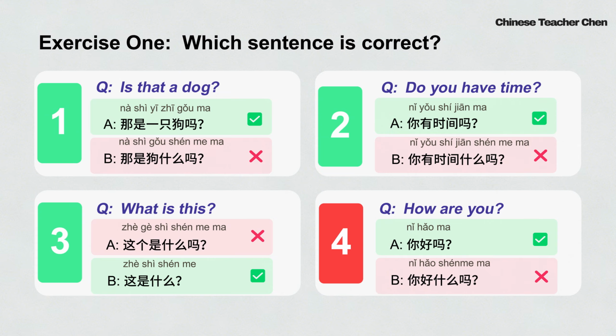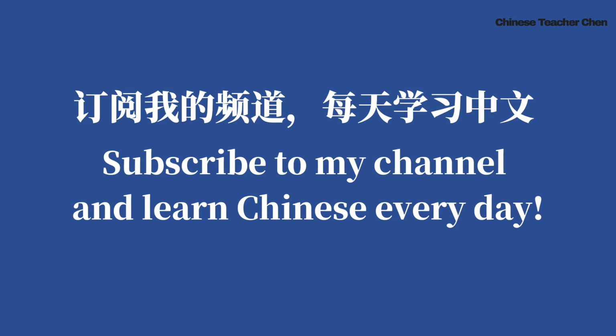Did you get them all right? This shows our golden rule clearly. If it's a yes-no question, use 吗. If it uses a question word like 什么, 谁 or 哪儿, don't add 吗. Never use both together. Just remember to make these yes-no questions, you don't change the word order, you just add that one little word 吗 to the end.